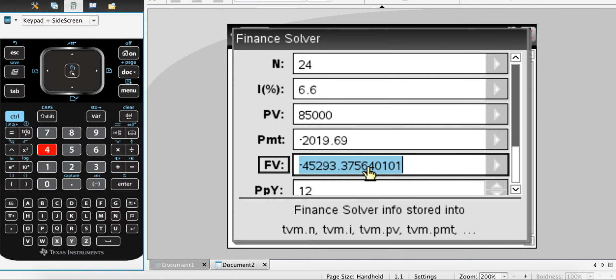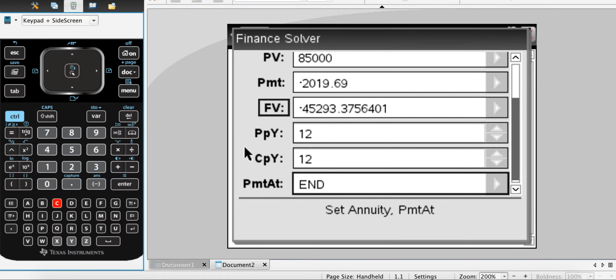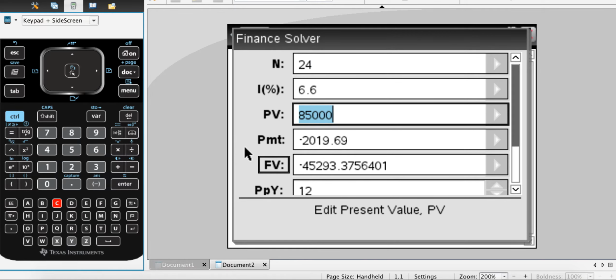So what I do is you'll see once you've pressed enter, it highlights it automatically. If we press Control and then C, that should copy that value for you. And then we will just tab down to PV and we'll press Control and V. And notice it's brought the value up there for me. The issue, of course, is that this value is negative.